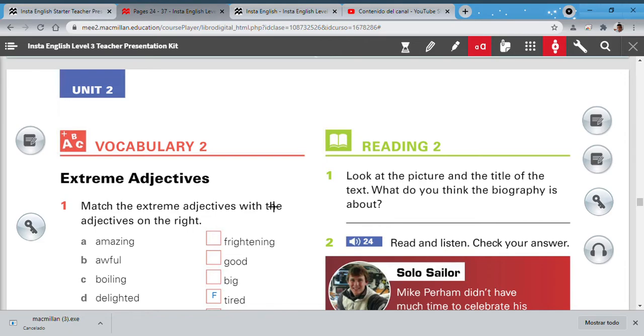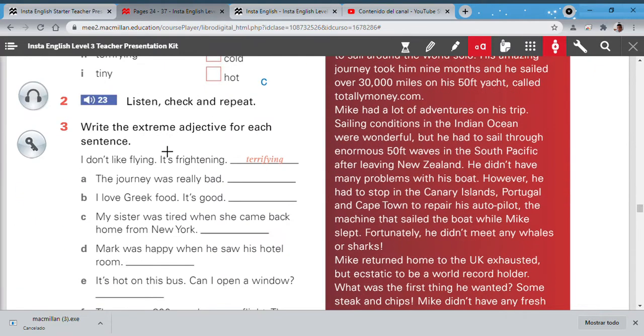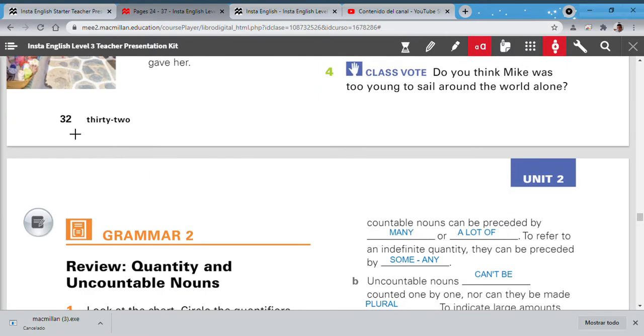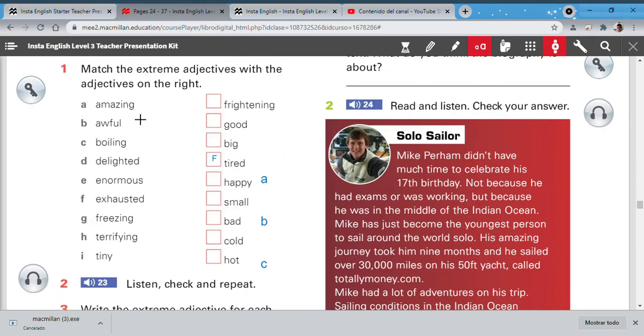Lucero and we're going to start classes with vocabulary number 2. This is on page 32. Okay, this is the page 32. Now we're going to check our vocabulary.